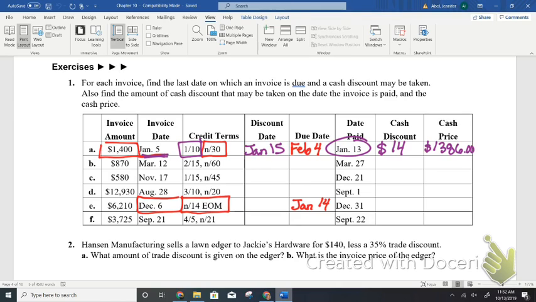Similarly, this 2/15 means that if they were to pay their full balance within 15 days, they would get a 2% discount.